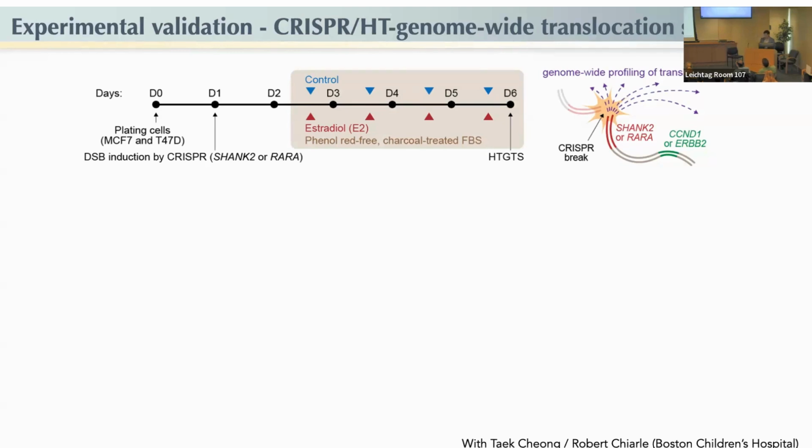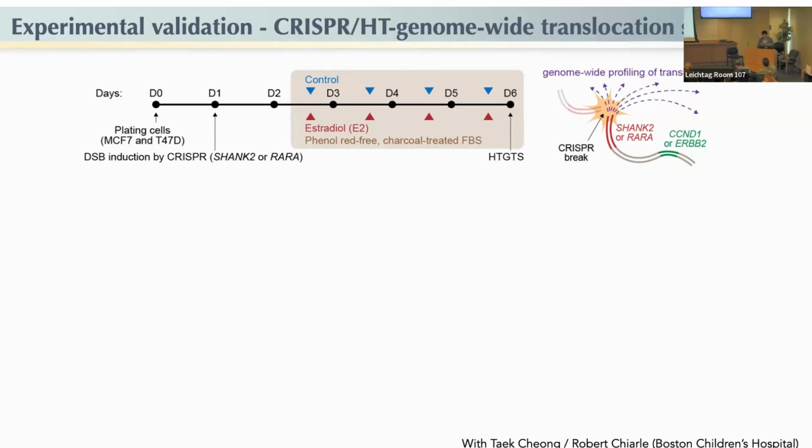But luckily, we worked with Roberto Chiarle's lab at Boston Children's, where, when Roberto was in Fred Alt's lab, they had developed this assay called high-throughput genome-wide translocation sequencing. It's basically a way to enrich for translocations, okay? Because you don't want to sequence the whole genome and then find a few, right? You want to enrich for those translocated fragments.